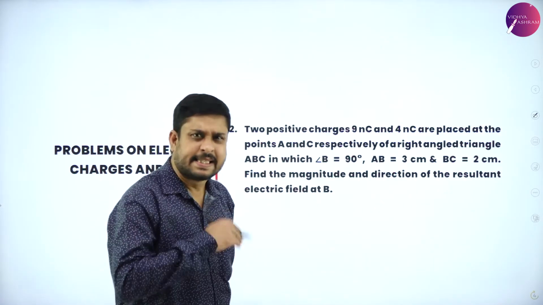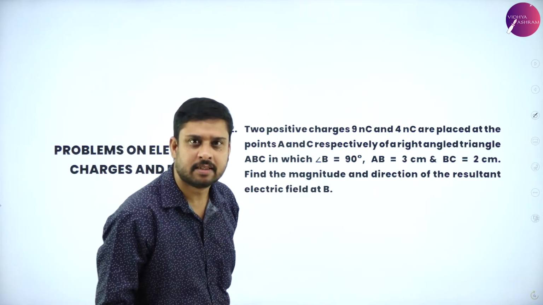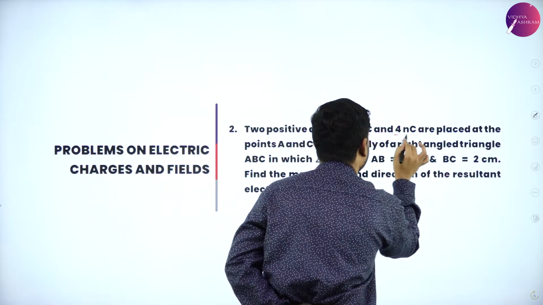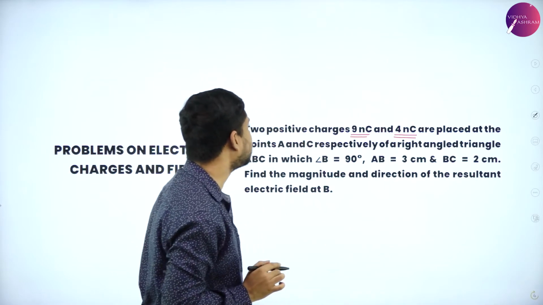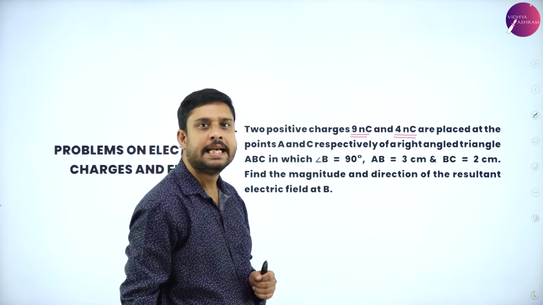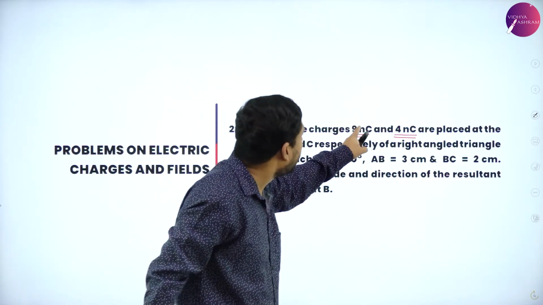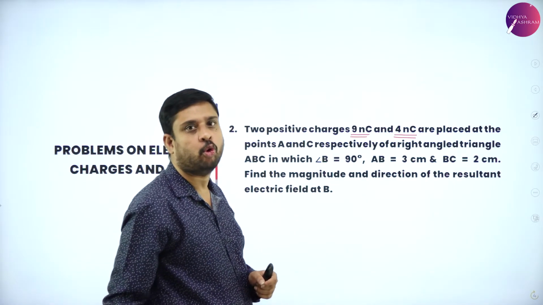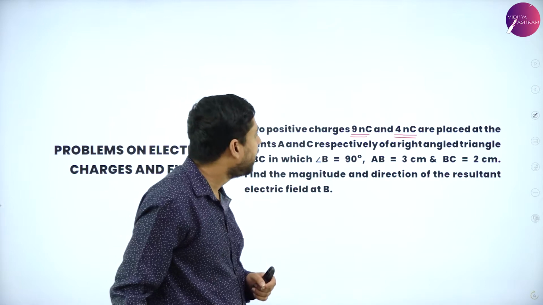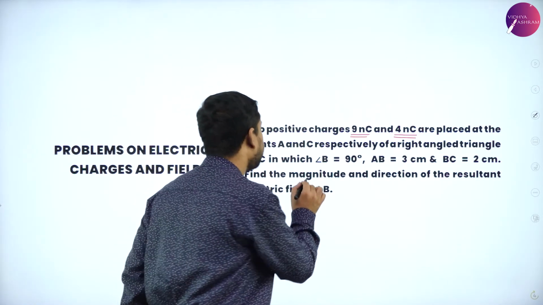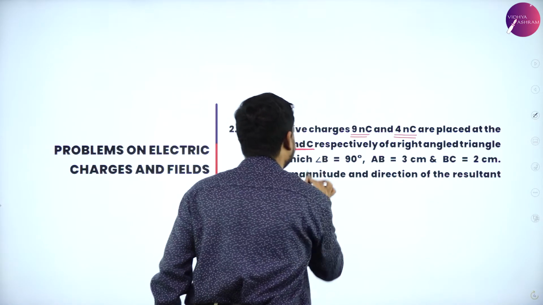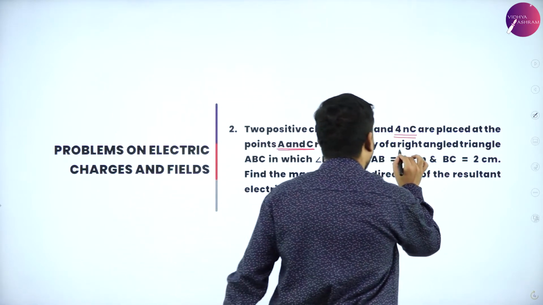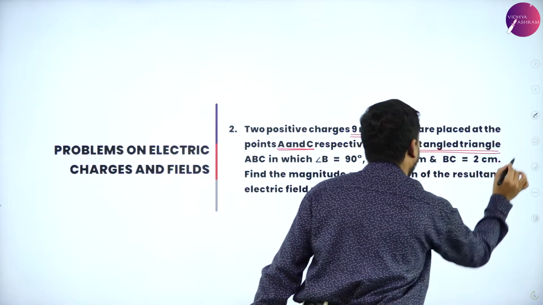Next one, students. Similar problem as we have done earlier. Two positive charges. Now both of them are positive charges. 9 nanocoulomb and 4 nanocoulomb are placed at the points A and C respectively of a right-angled triangle.